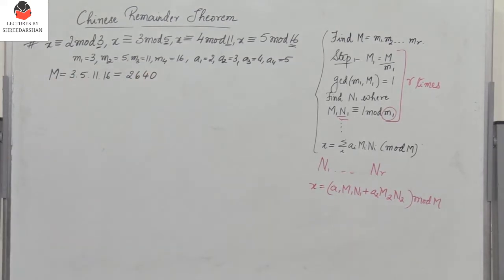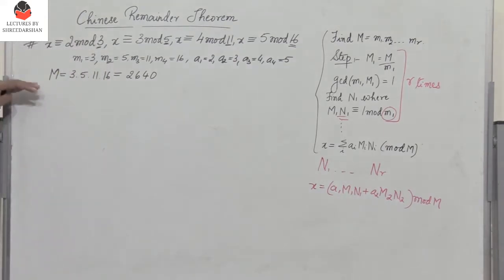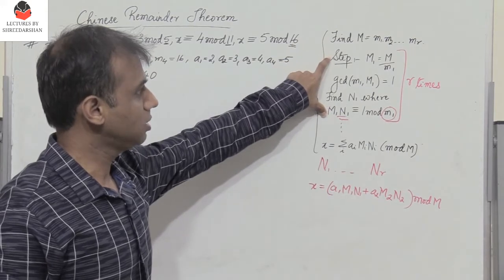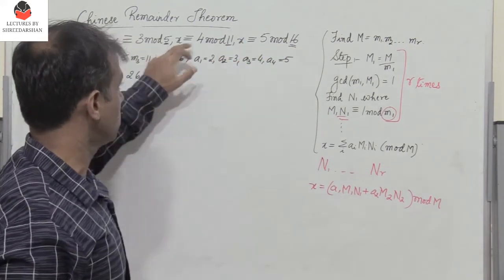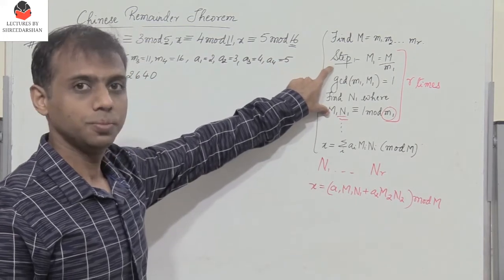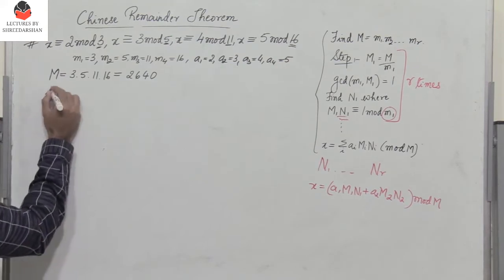Make sure that you have your calculators and calculate as I solve the problem. So we are done with this. Once you find M, I have to repeat this step 4 times because there are 4 equations. Since I have 4 equations, this procedure is repeated 4 times. Let me write this as step 1.